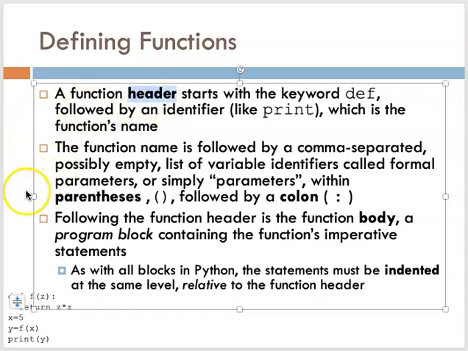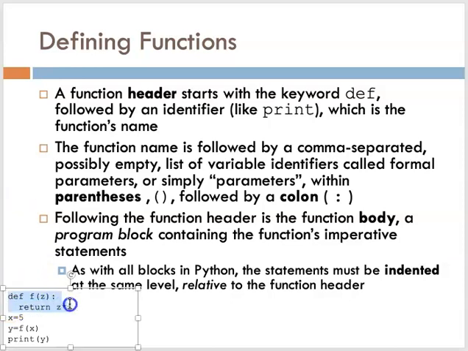I'd have a function header. In this case, here's my function header: def f of z. It begins with the keyword def, which stands for define, followed by the identifier or name of the function. In this case, we continue to just choose to call it f. It's no problem; that's a valid identifier in Python. And then it's followed, within the parentheses, by a comma-separated list, which might be empty, of any parameters that it has. That's z in this case. So it says it takes one parameter, z. And that parameter z in this case is the formal parameter. And then there's a colon, which indicates the end of the header.